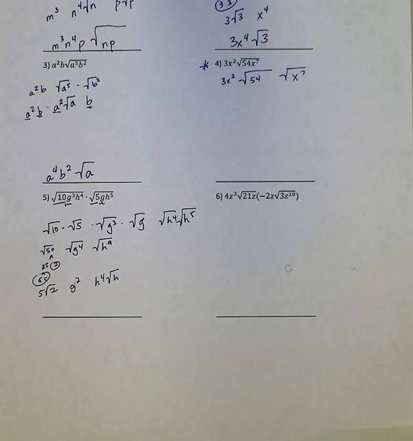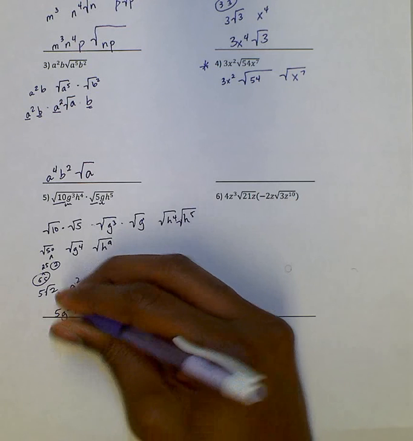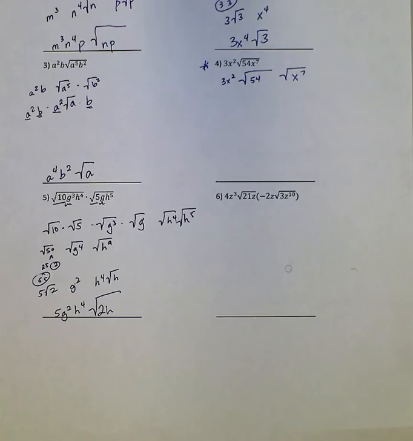And so now we're going to do all the outside numbers multiplied together. 5g squared h to the fourth. And then the numbers inside the radical that are left, we're going to multiply together. And so that'll be our final answer.